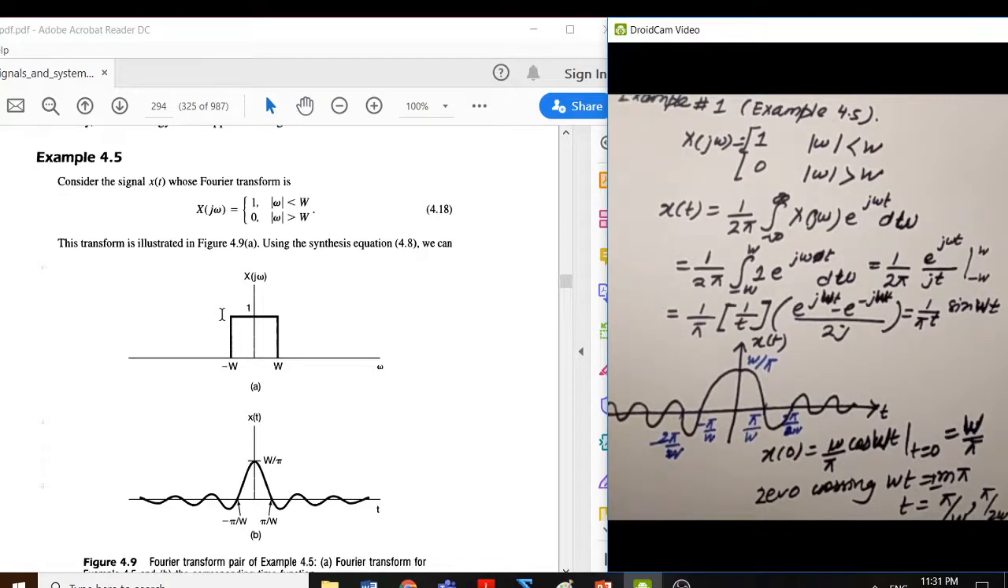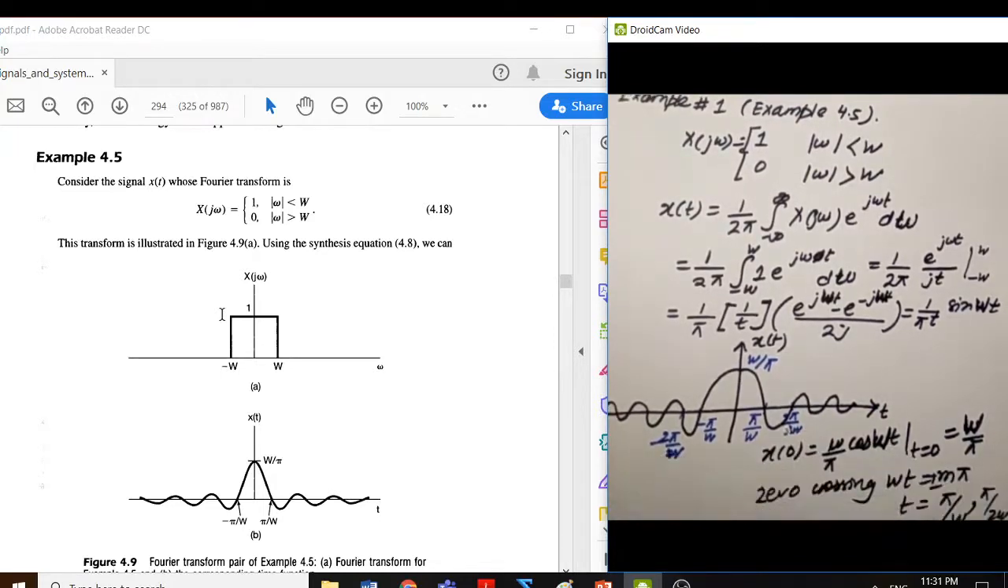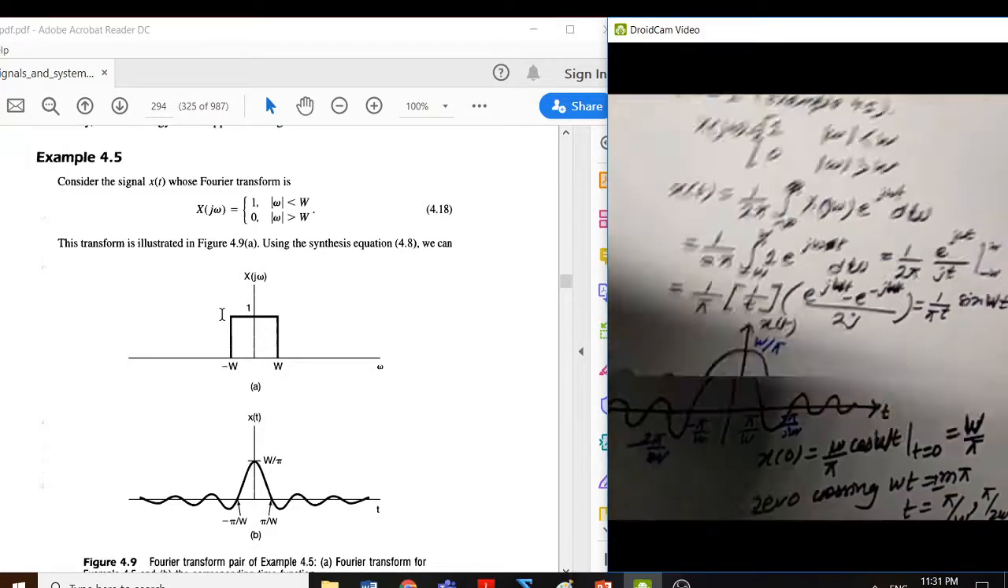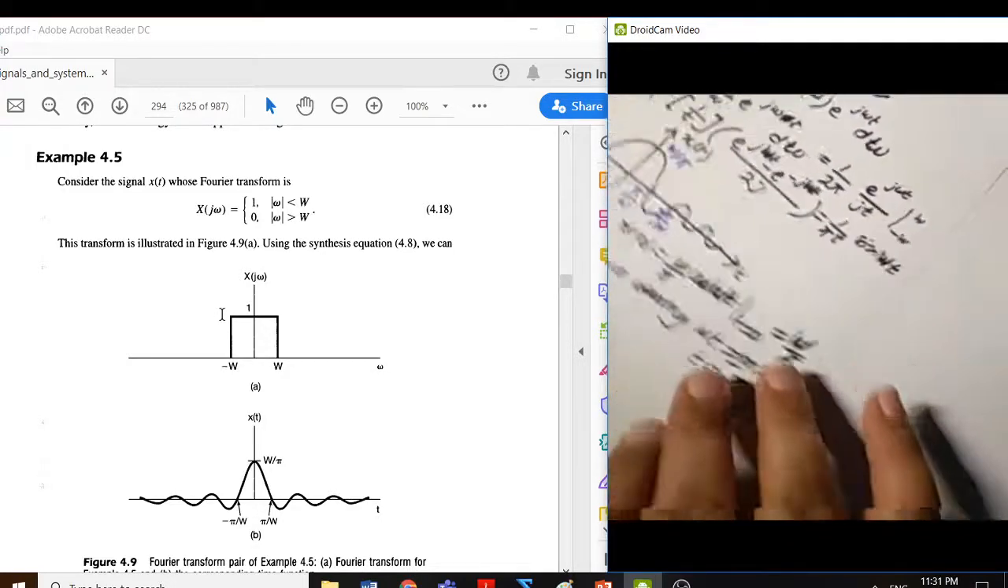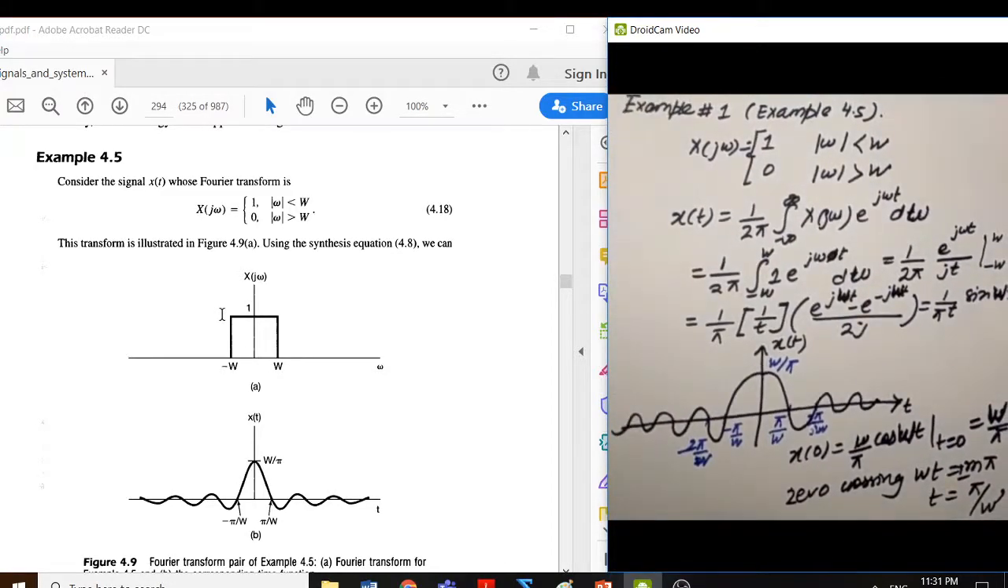So from this plot we have two observations. The first observation is that when we had a pulse in time, we had a sinc in frequency. When we have a pulse in frequency, we have a sinc in time.